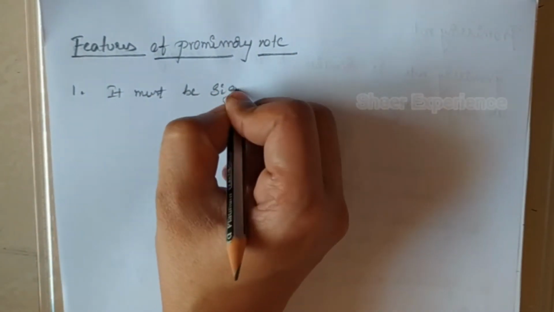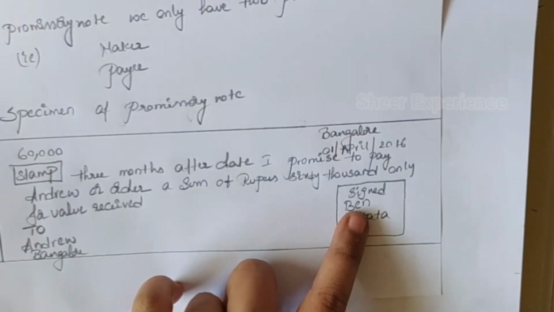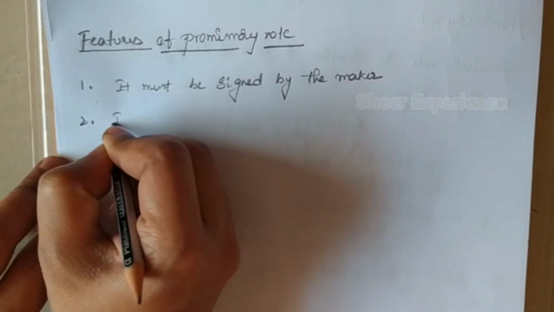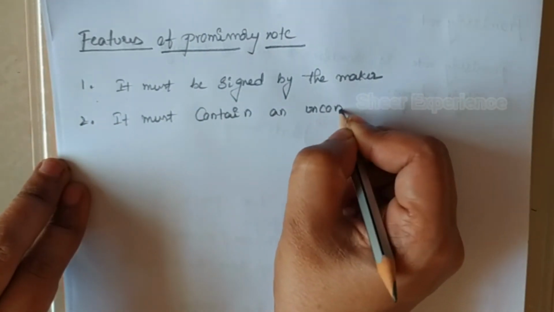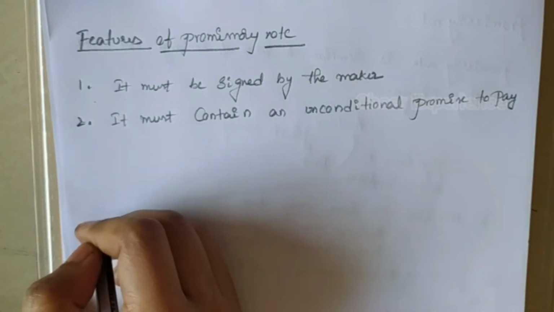Now we will see the features of promissory note. Our first feature is it must be signed by the maker. Here maker is Ben. So Ben should sign the promissory note. Our second feature is it must contain an unconditional promise to pay. In bills of exchange, it was unconditional order, but here it is unconditional promise to pay.